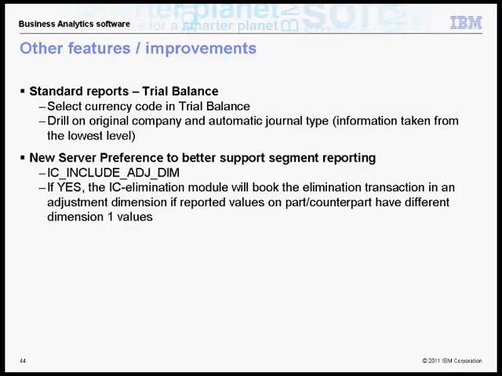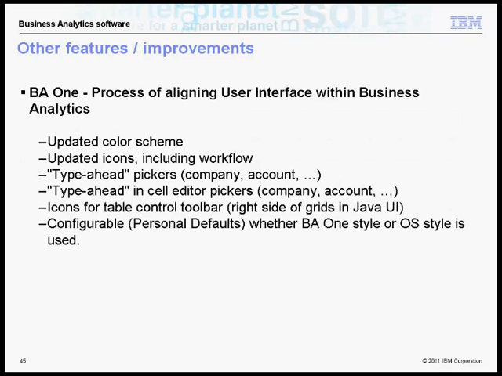And then also some changes to the standard reports, trial balance. You now can select the currency code in trial balance as well as being able to drill on automatic journal type, which is the enhancement that we talked about before, the journals at group level. And then the new server preference, which allows those transactions to be stored in an adjustment dimension if appropriate. And again, there's a lot more to that, but I don't want to go into the detail on this particular presentation.